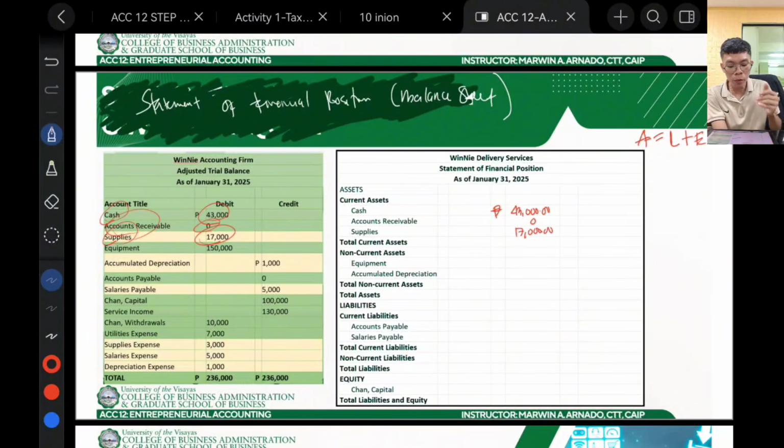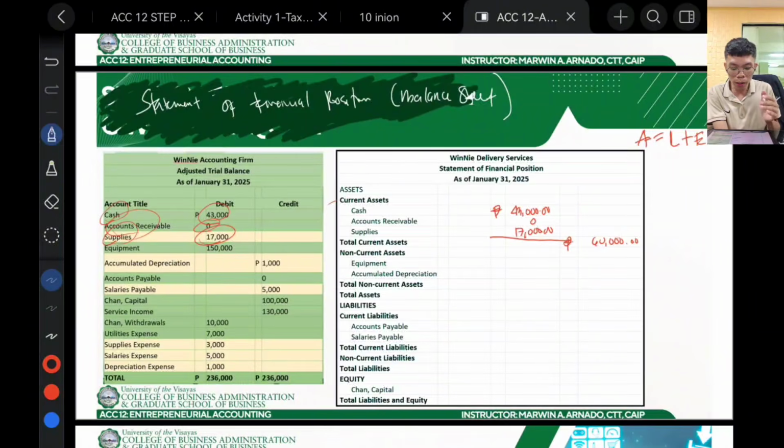So on our financial position, class, we are positioning first the current assets. I think I have already discussed current assets. If we recall, current assets are assets that can be used within 12 months. That is why we have cash, accounts receivable, and supplies here. And then you just add everything. We have 43,000 plus 0 plus 17,000. That would give us 60,000 for our current assets.